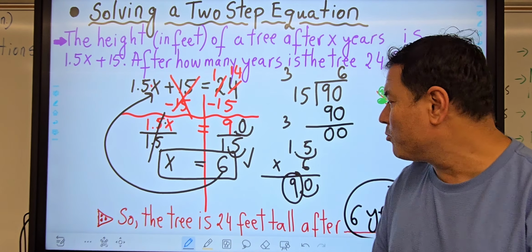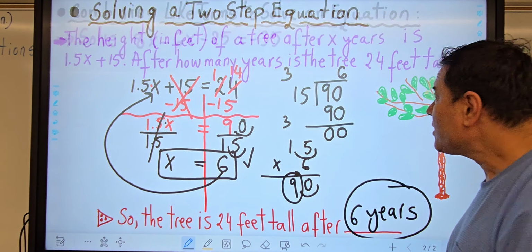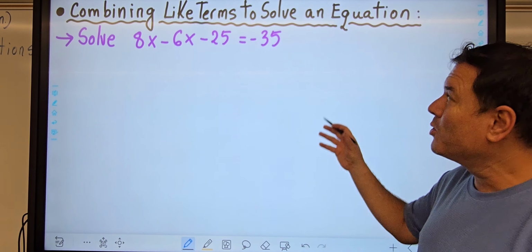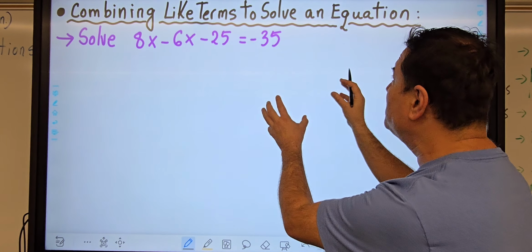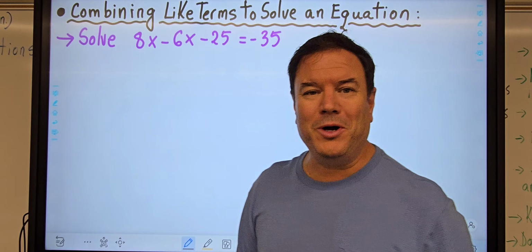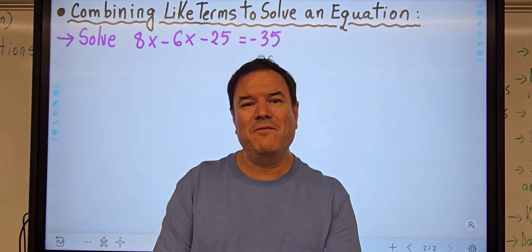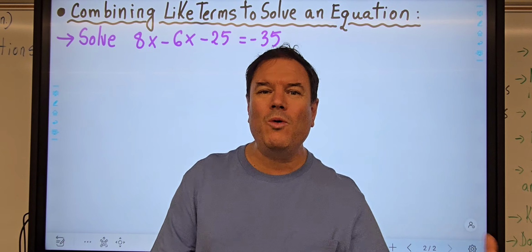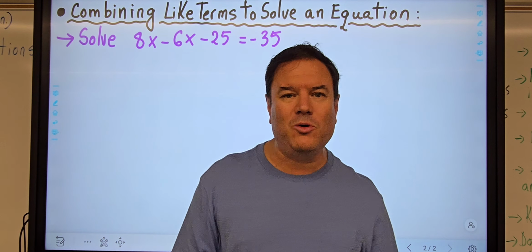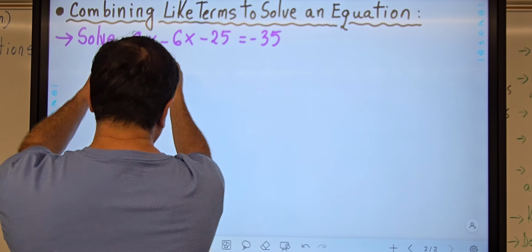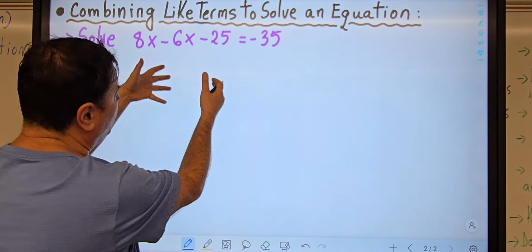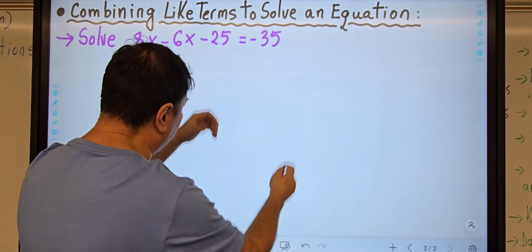Let's take a look at one more problem now. In this case, we are going to combine like terms in order to solve an equation. We are going to look to see if we have any like terms on either side of the equation. So we have an equation here: 8x minus 6x minus 25 equals negative 35.